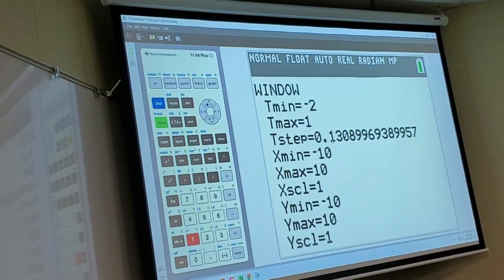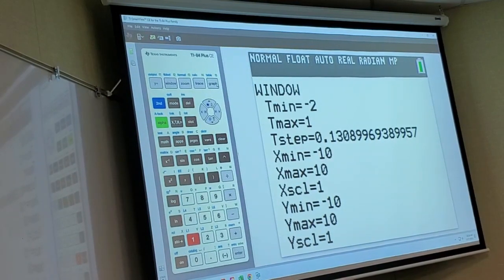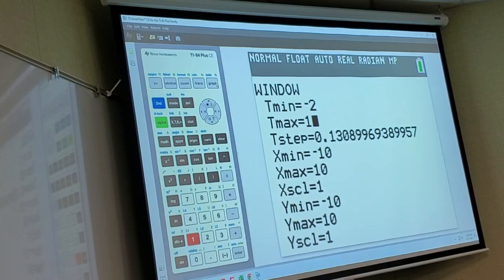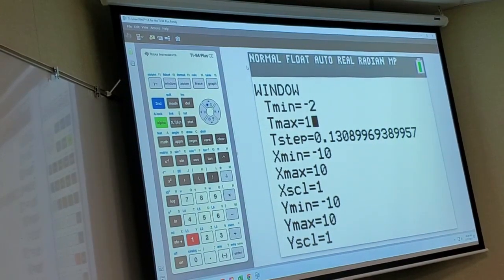Don't worry about t-step. T-step being kind of small is good, because that's basically how big of a step size it uses to calculate the next point. We did a step size of 1, which is really, really low resolution. It's like playing a really old video game. Mario is not high resolution when he first came out.